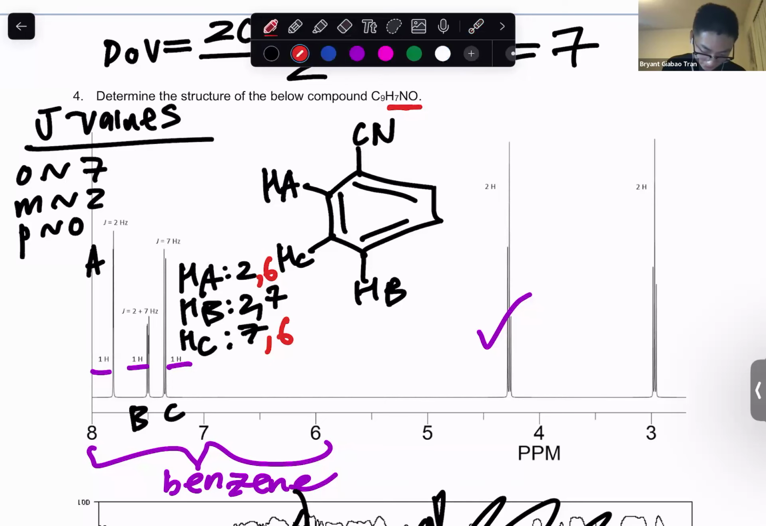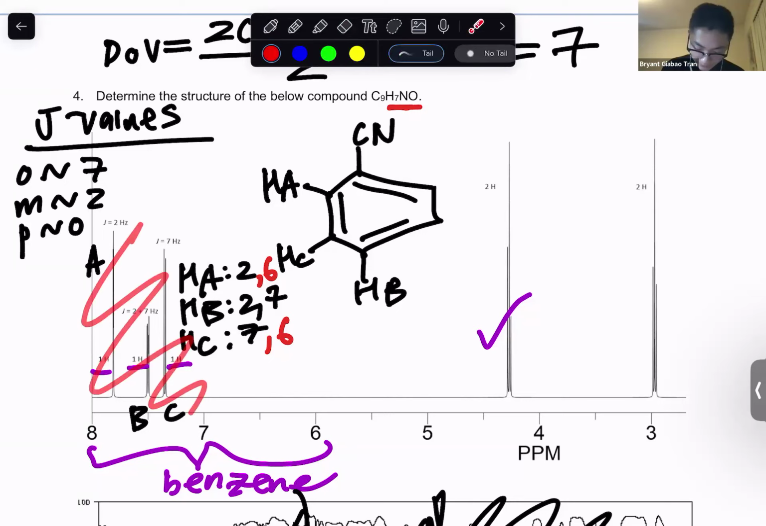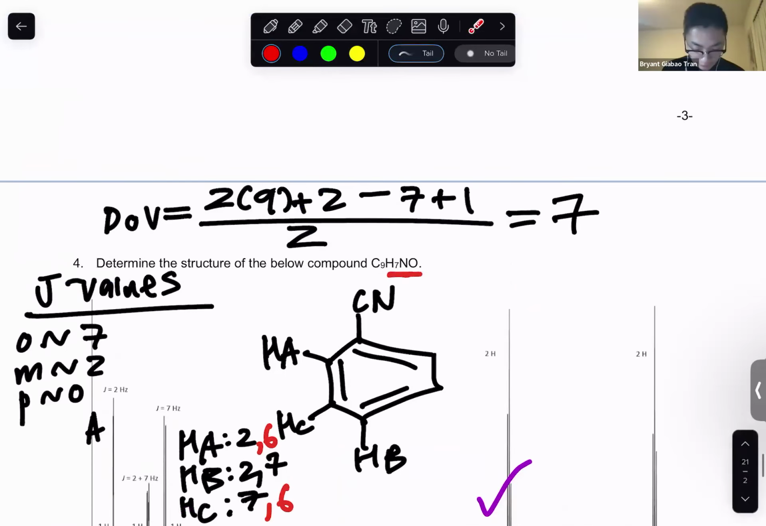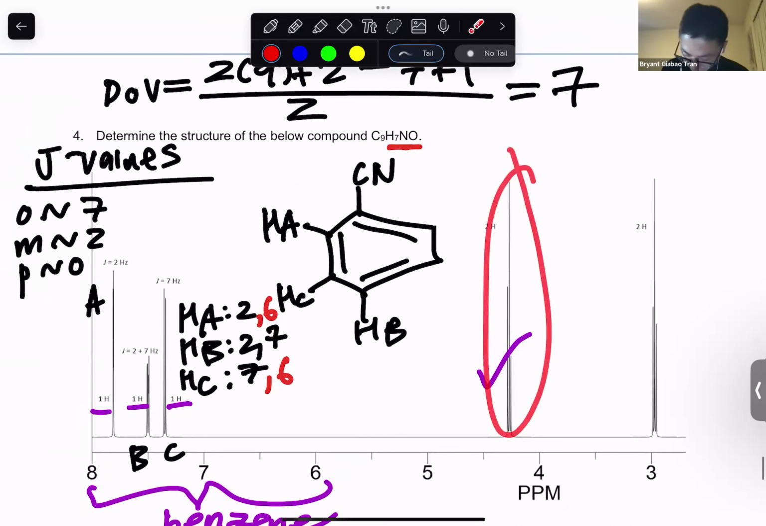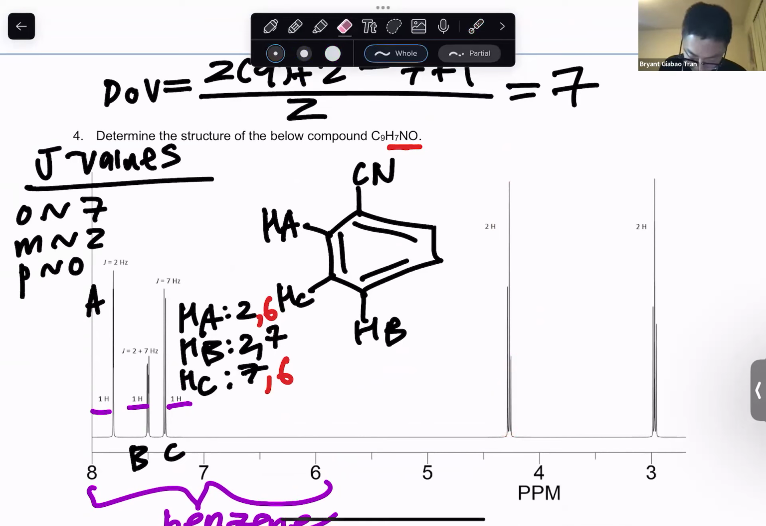Okay, so now we already considered those peaks, and let's now count how many carbons we used up. 1, 2, 3, 4, 5, 6, 7 carbons. We have 9 carbons. We have 2 more carbons left to use. Okay, let's look at this peak here. This peak is going to represent 2 hydrogens. That's a triplet.